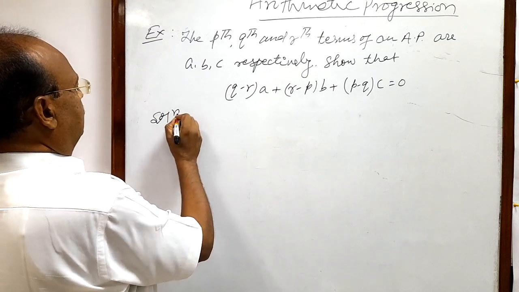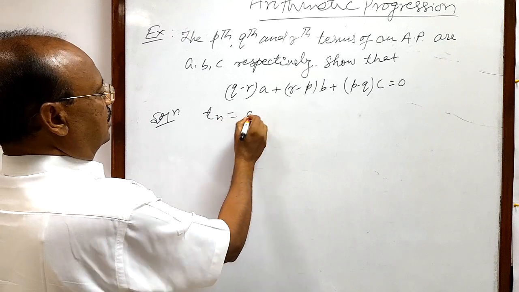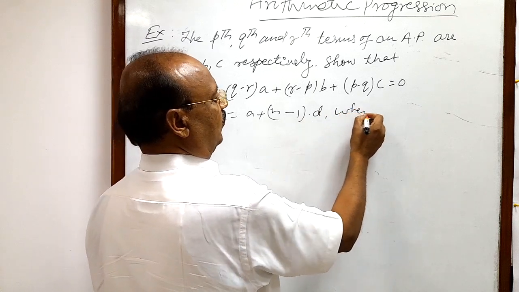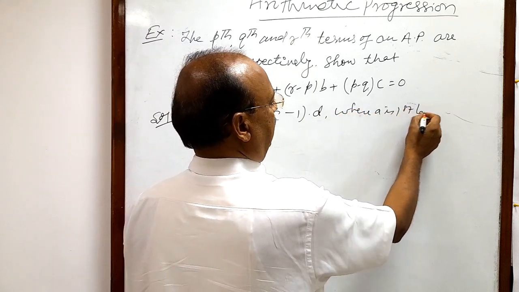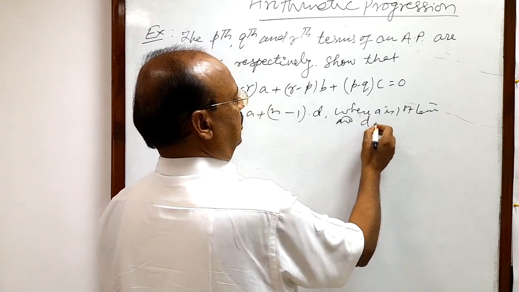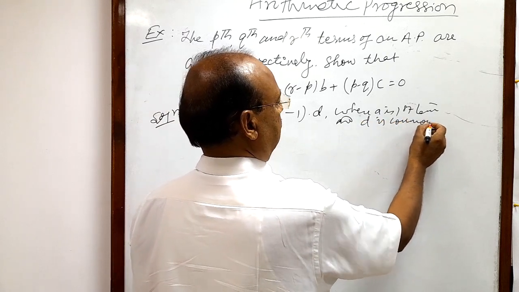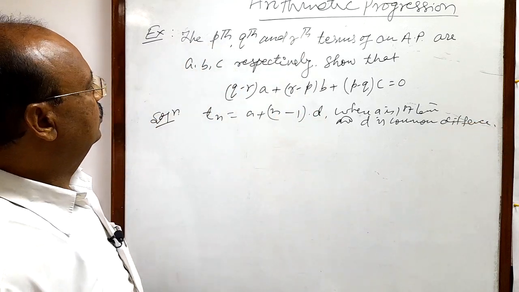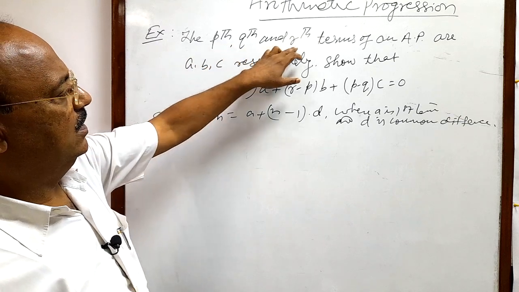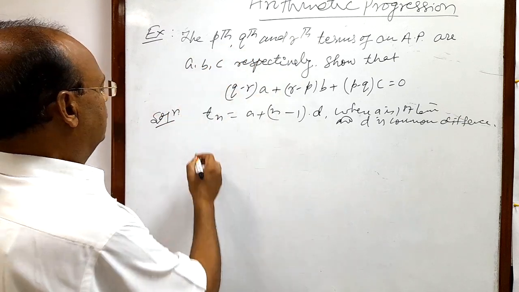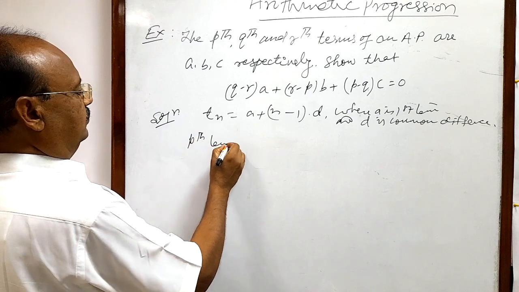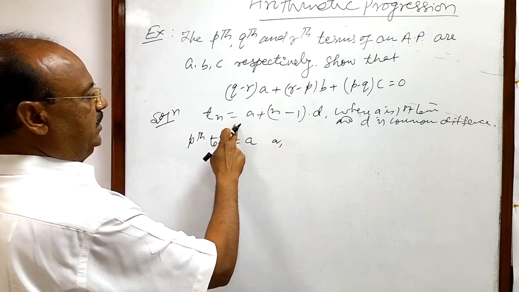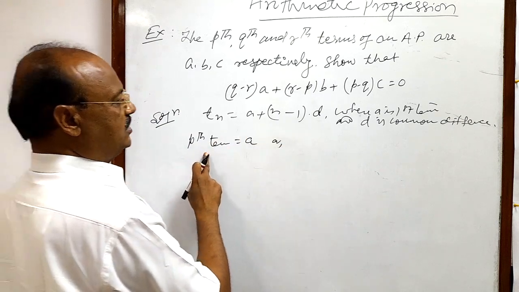Correct. We write the general term Tn is equal to a plus n minus 1 into d, where a is the first term and d is the common difference. Okay, so you see what is given here. The pth, qth and rth terms are a, b, c, which means the pth term is a.